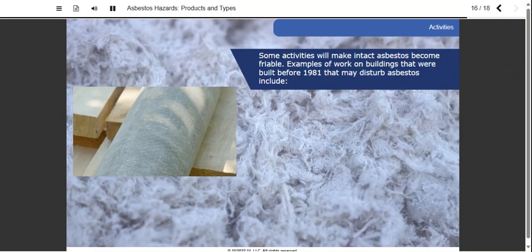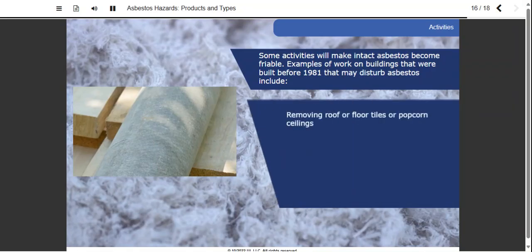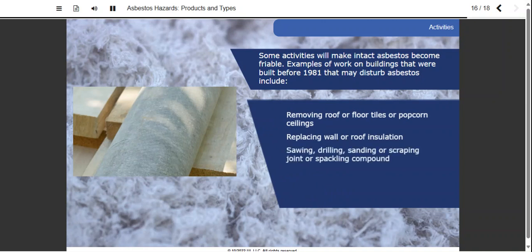Some examples include work that you may perform on buildings that were built before 1981, including removing roof or floor tiles or popcorn ceilings, replacing wall or roof insulation, sawing, drilling, sanding or scraping joint or spackling compound, cutting pipe insulation, and knocking or blowing on brake components.